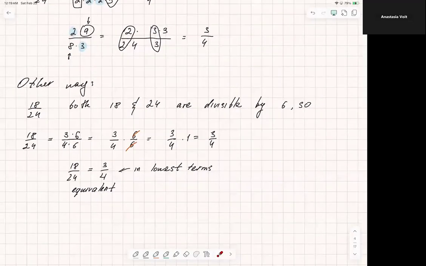Another way would be, so let's look at the same problem, 18 over 24. So we know that both 18 and 24 are divisible by 6. So we can write it right away, not even going to the prime factorization, but to the number that is not necessarily prime, but we know that both numbers are divisible by that number. So we can write 18 as 3 times 6 and 24 as 4 times 6. And as you can see, both 6 and 6 in the top and the bottom can be canceled. So when we have 6 over 6 canceled, there is just 1 that's left. So we have 3 over 4 times 1, which is 3 over 4. So this would be in the lowest terms. So these two fractions are equivalent.